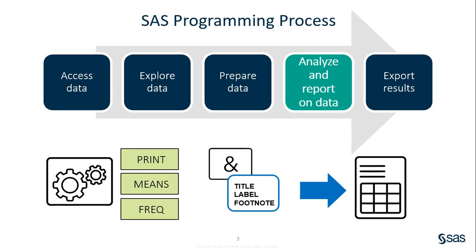We saw how you are preparing the tables. And once the data is prepared as per your business requirements or business scenario, you are going to analyze and do the report generation part of it. So analyze and report on your data. This is the area where we are going to focus today, and we are going to generate reports by using various procs, like proc print, proc means, proc freq, and see how you can enhance the reports with titles, footnotes, and labels to make your report more interactive and more understandable for the end user.